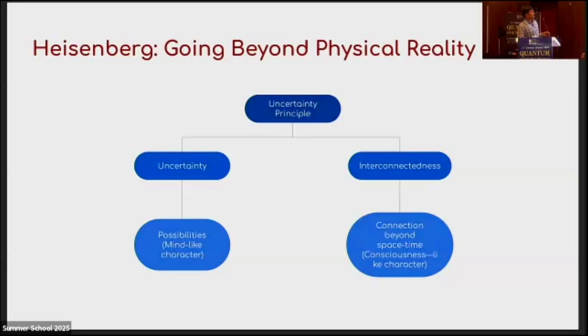In this book, Physics and Philosophy, he has described the uncertainty principle very elaborately. It has two aspects. One is uncertainty, and another is the interconnectedness of the two conjugate variables. Uncertainty, he has attributed to possibility, which exhibits a mind-like character, whereas the interconnectedness between the conjugate variables, which we later got to know can be beyond space and time as well, has a consciousness-like character. For more details, you can read the Physics and Philosophy book.